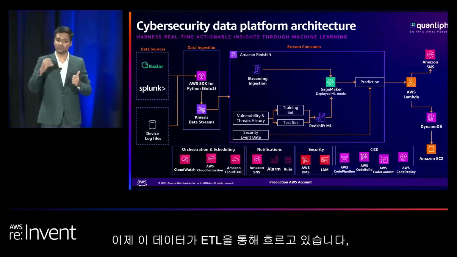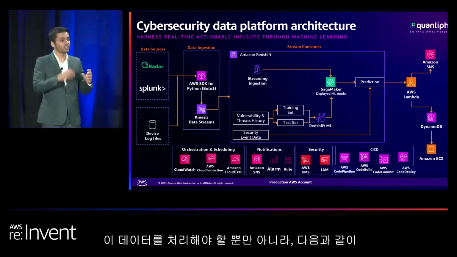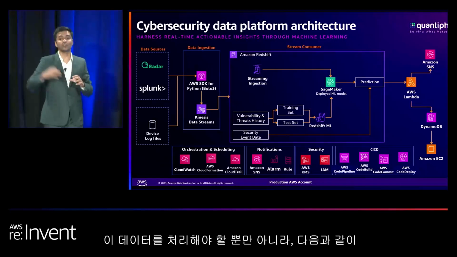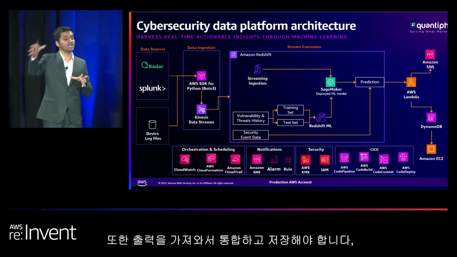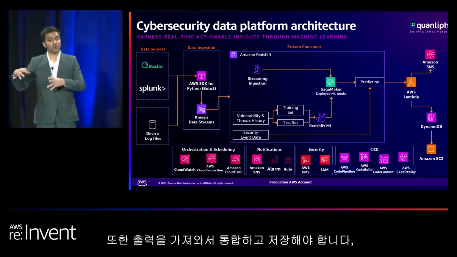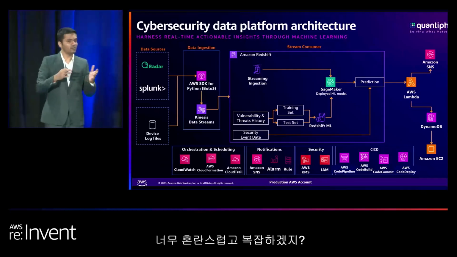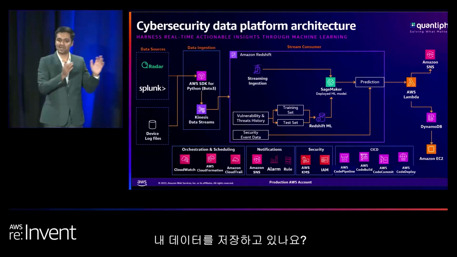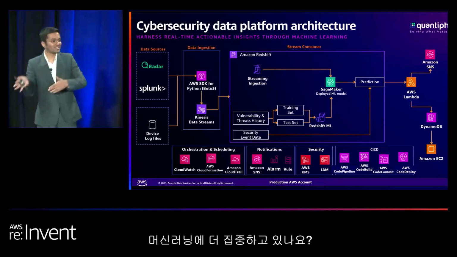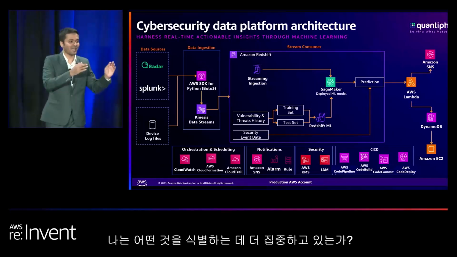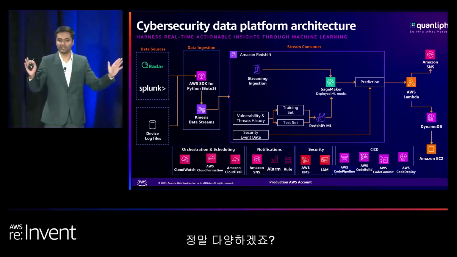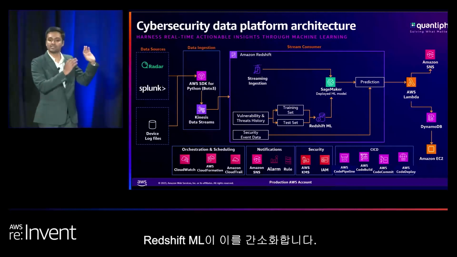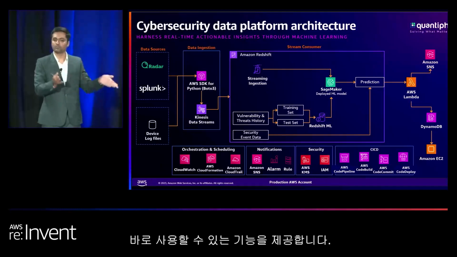Now, when this data is flowing through ETL, you need to persist it, as well as give it to Amazon SageMaker for real-time inference, plus you need to get the output, consolidate it, store it, and detect on it. It will be too chaotic and complex, right? What am I doing here? Am I storing my data? Am I more focused on the machine learning? Am I more focused on identifying security vulnerabilities? It's going to be all diverse, right? And that's where Redshift ML simplifies this by bringing that out-of-the-box capability.